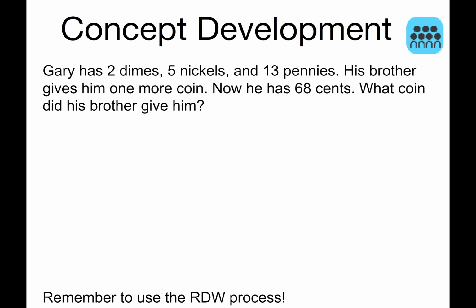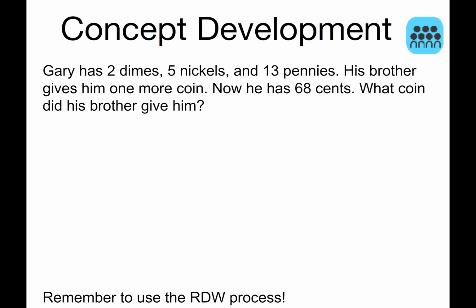His brother gives him one more coin. Now he has 68 cents. So before we can figure out what coin his brother gave him, because we don't know if he gave him dimes, nickels, pennies, or quarters, we know that he's going to have 68 cents. So first we need to add up everything that he has. Well, we can look at our drawings or our coins and add them.